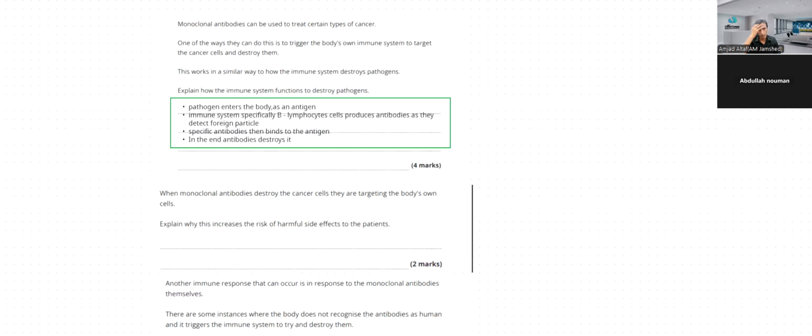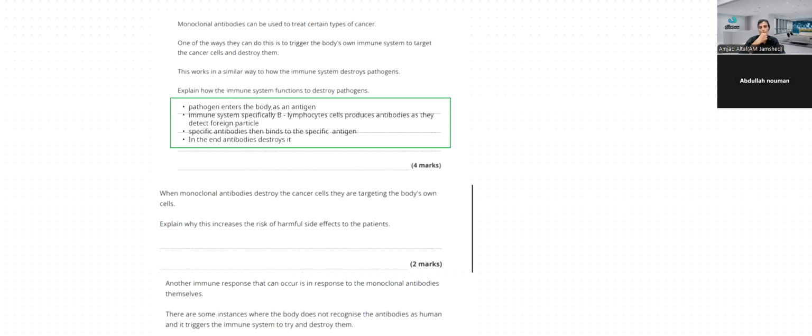In the end, antibodies destroy. I think I need improvement in the first point, because it's too general. Firstly, I wrote that they engulf them, but you said it's not right. So do they enter the cell? No, they break the cell wall or cell membrane of the foreign cell.